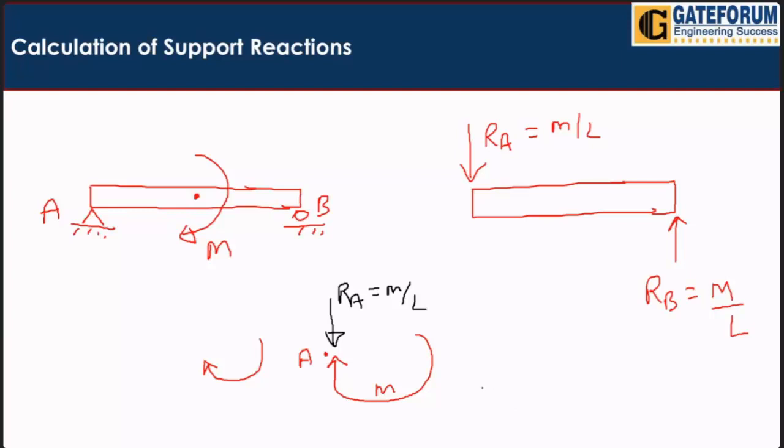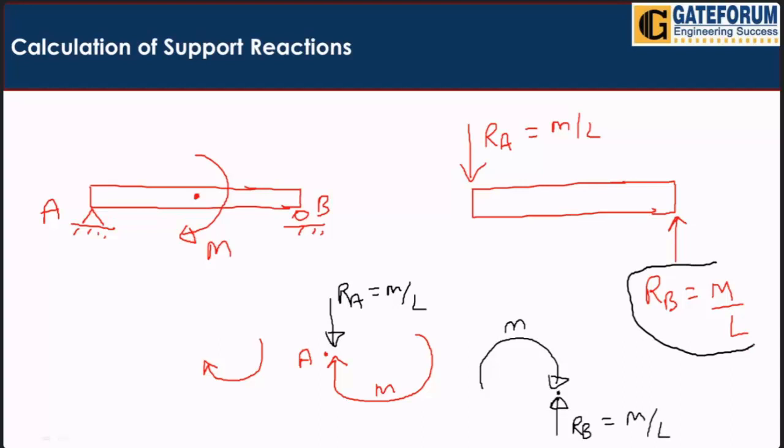Or you can say like this, here we have a moment in the clockwise direction. So the reverse of this will be RB, and RB is equal to M by L here. So here we have RA equal to M by L, and here we have RB, which is also M by L. Both are equal in magnitude but opposite in direction.